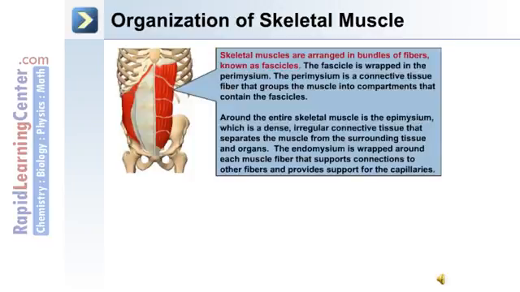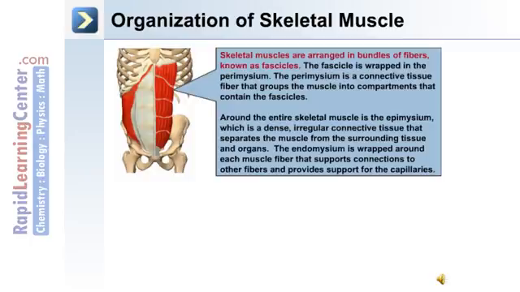Skeletal muscles are arranged in bundles of fibers known as fascicles, and the fascicle is wrapped in the perimysium. The perimysium is a connective tissue fiber that groups the muscle into compartments that contain the fascicles. Around the entire skeletal muscle is the epimysium. This is a dense, irregular connective tissue that separates the muscle from surrounding tissue and organs in the body.